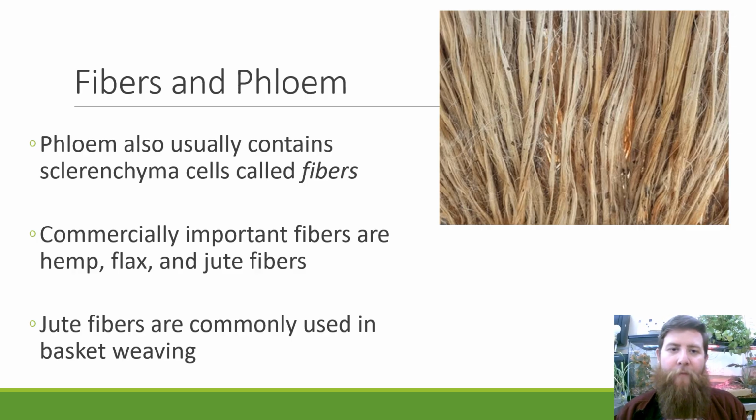Fibers in phloem. Phloem also usually contains sclerenchyma, or these harder cells called fibers. Some commercially important fibers are things like hemp, flax, and jute. And this is jute here, which is commonly used in basket weaving.